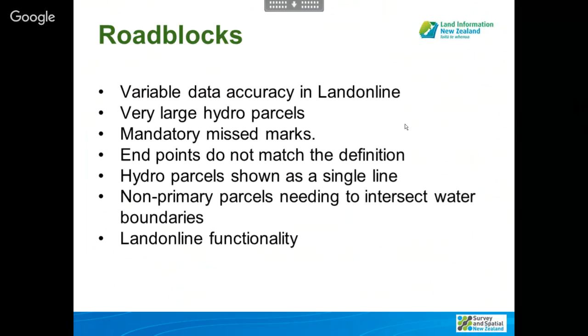So with a lot of these roadblocks, the spatial and request team can attend to these through the exception process. However, there are instances where we find that we're not able to, due to a complex issue around topology or an issue in Landonline that's not visible, in which case we have LINZ application specialists behind us whom we can call on, and we can escalate the issues through to them.